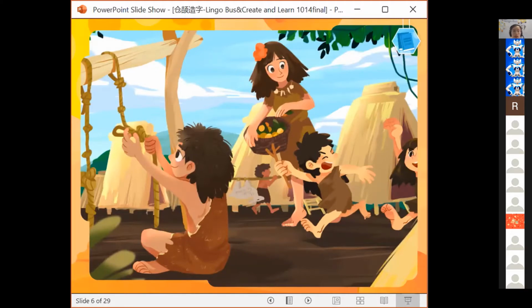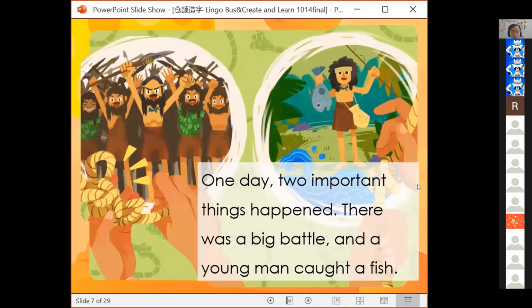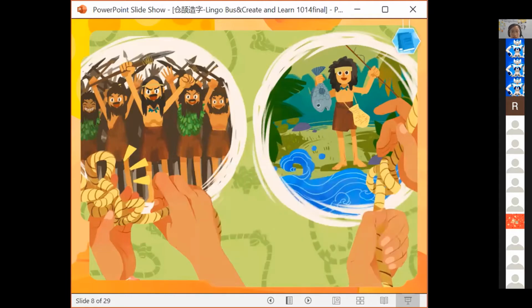Yes, in ancient times, there was no written language, no writing system. So people tied knots to record the important things that happened in their lives. Let's go and see what happened. One day, two important things happened. On the left, there was a big battle, and on the right, a young man caught a fish. Now you know they tied knots to remember important things in their lives.